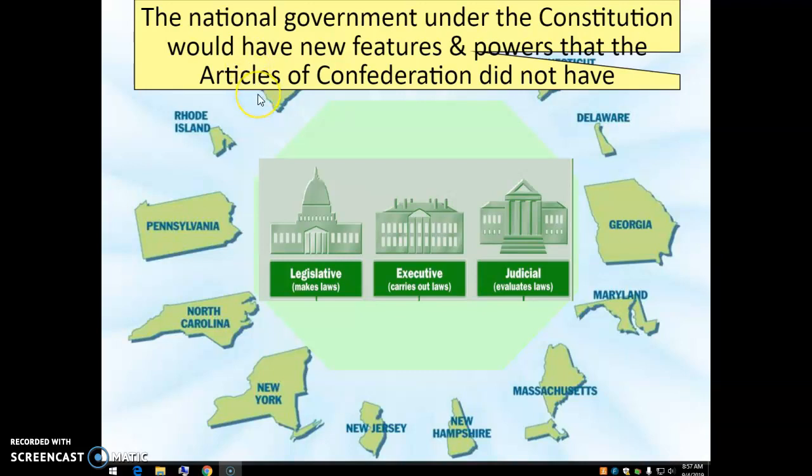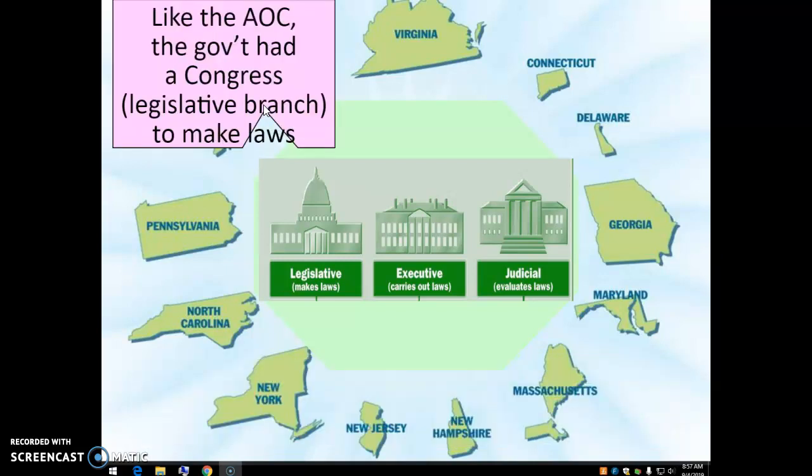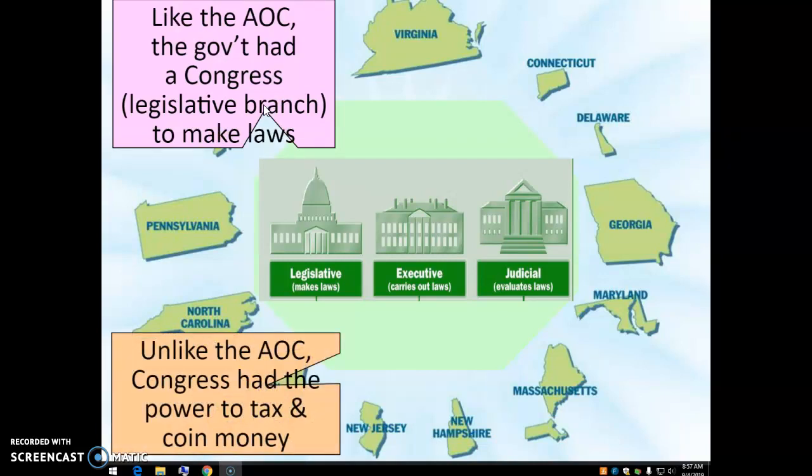There's actually an executive branch to execute the laws that are made by the legislature. Instead of having one single legislative branch, there will be three equal branches of government: a legislative branch again, an executive branch, and a judicial branch. Now, the legislative branch can have the power to tax and collect money and distribute money.